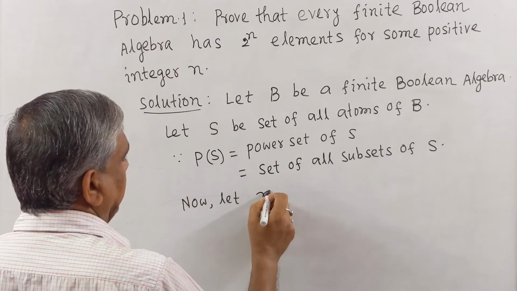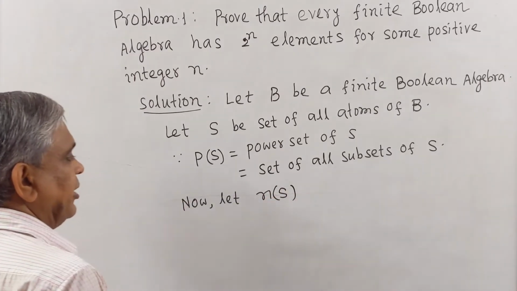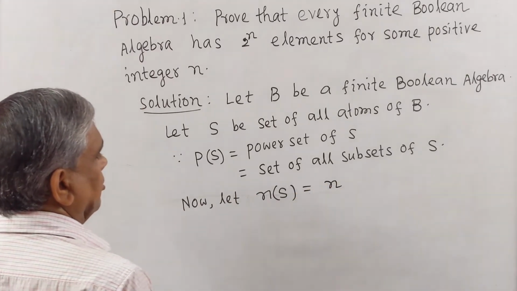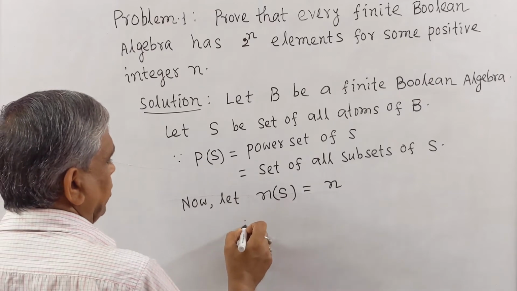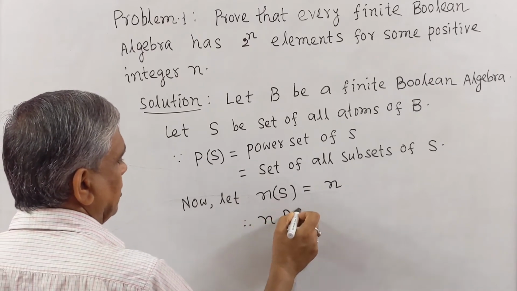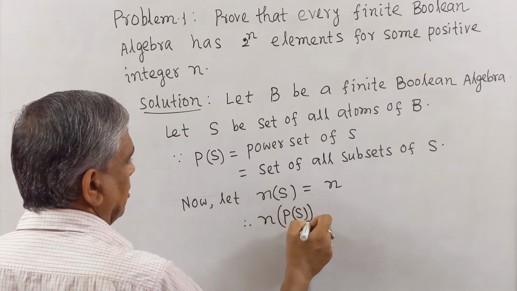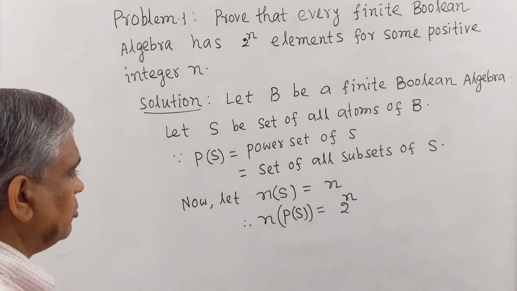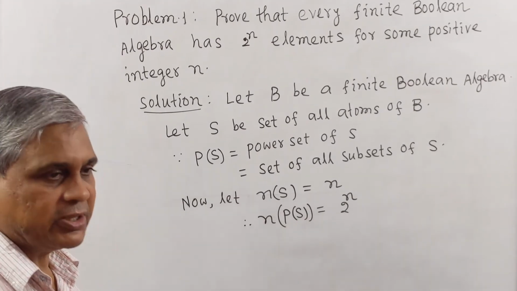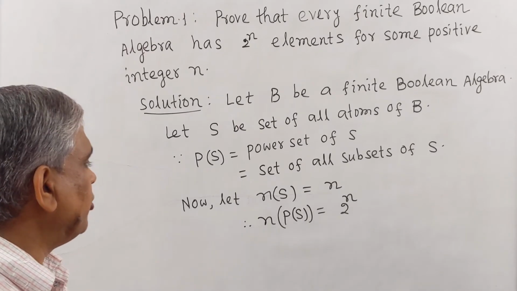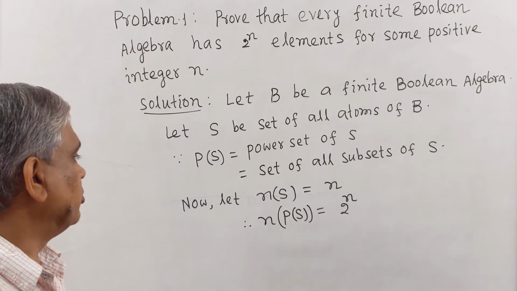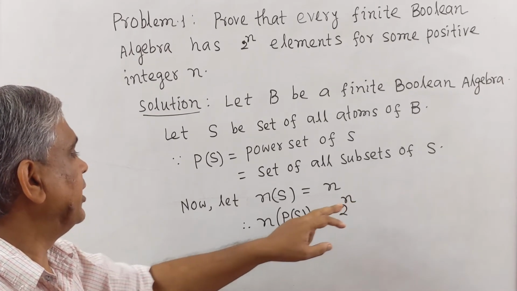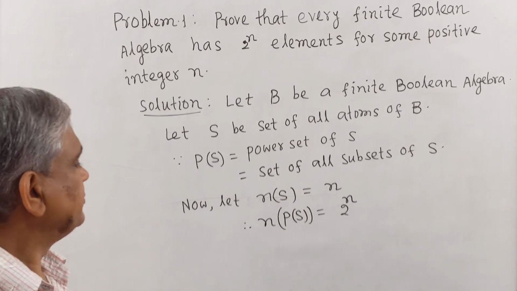Now let NS, number of elements in S, equal to n. Therefore, NPS equal to 2 to the power n. We know that in a power set, number of elements equal to 2 to the power n if n be the number of elements in S.